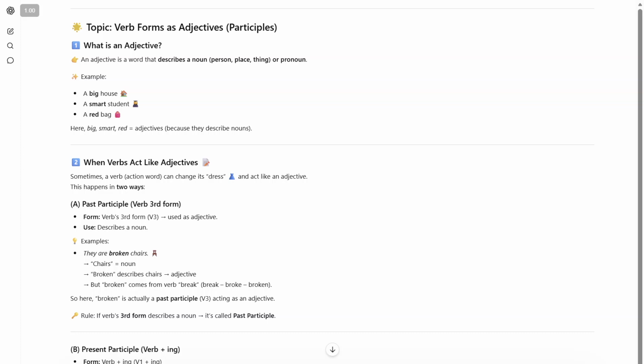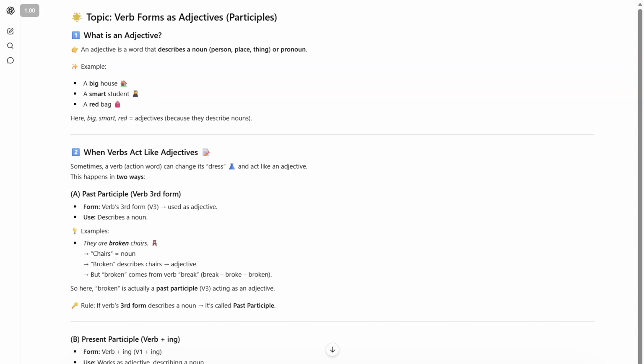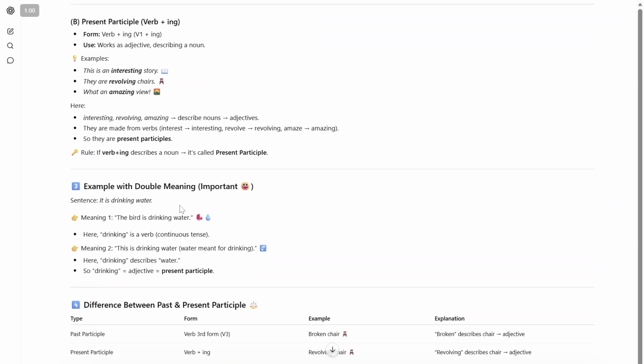But broken comes from the verb break. Break, broke, broken. So here, broken is actually a past participle, V3, acting as an adjective. Rule: if a verb's third form describes a noun, it's called a past participle. B, present participle, verb form: verb plus ing, V1 plus ing. Use: it works as an adjective, describing a noun.